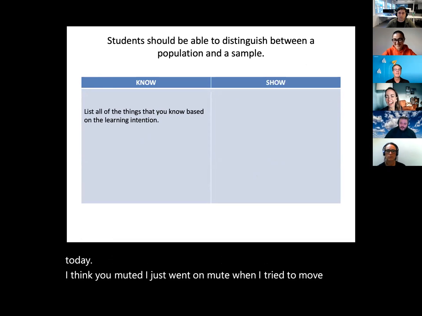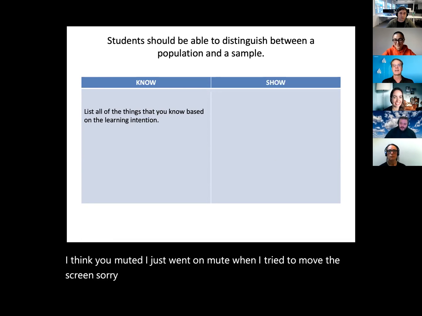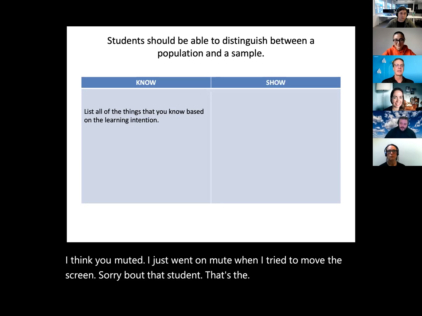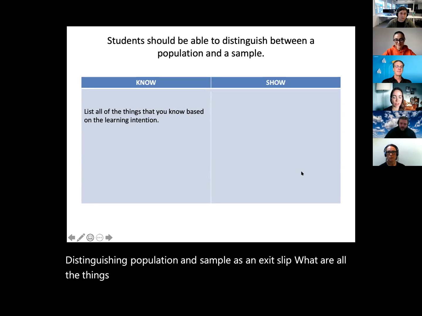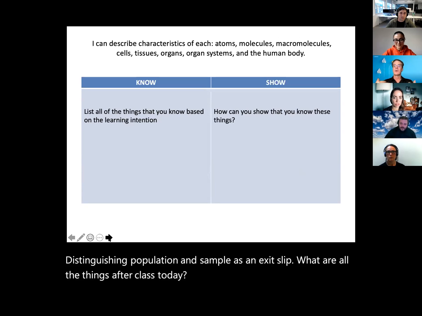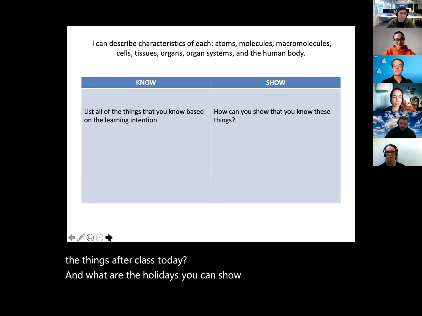Sorry about that. That's the learning intention up there, distinguishing population and sample. As an exit slip, what are all the things you know after class today? And what are all the ways you can show it? So, simple tools to get them there.